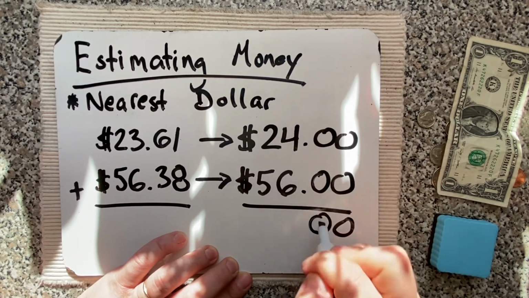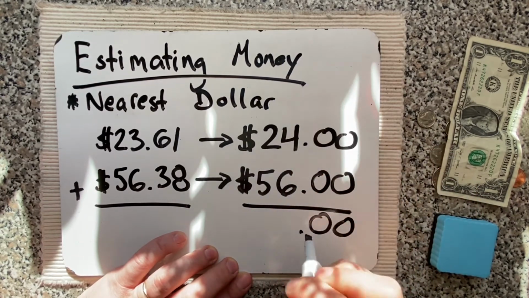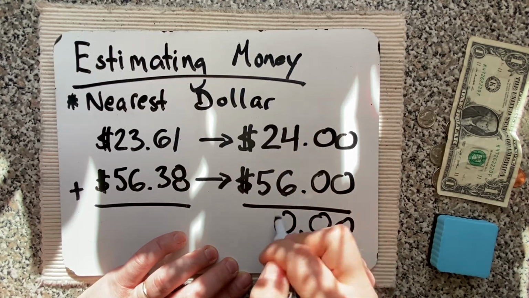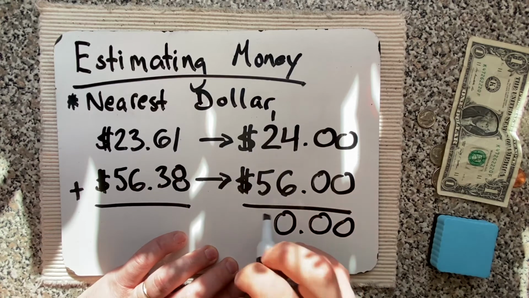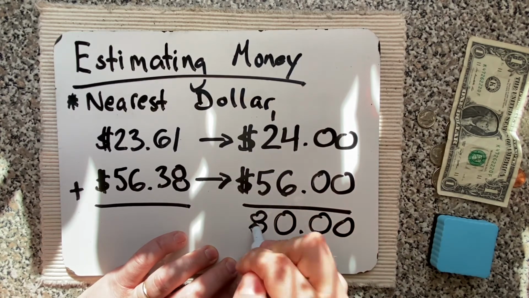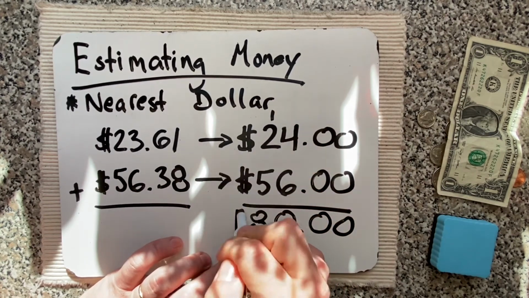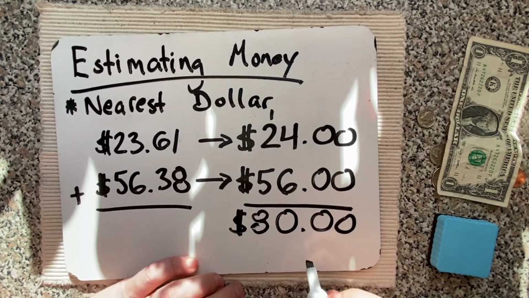0 plus 0, 0 plus 0, carry our decimal point. 6 plus 4 is 10, carry the 1 because of the exchange. 2 plus 1 is 3, plus 5 is 8. Our total is $80 of an estimated amount.